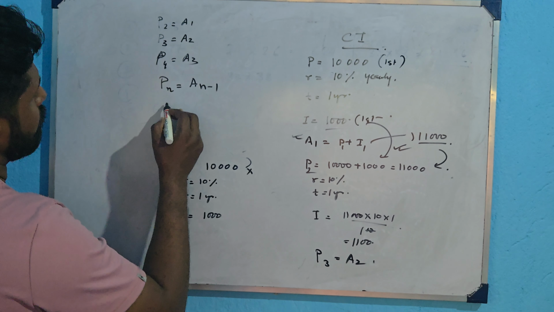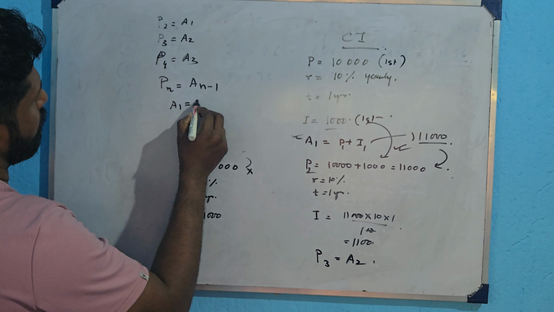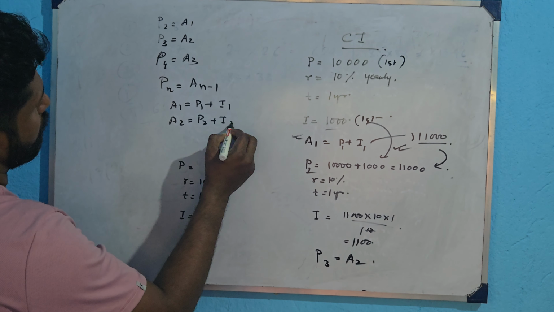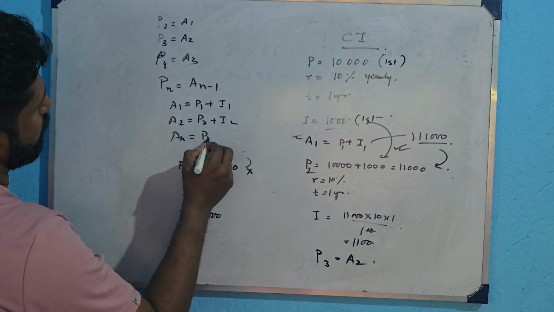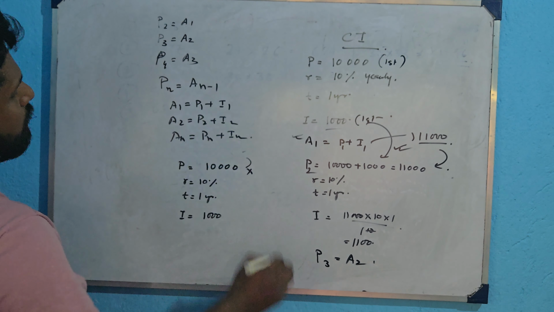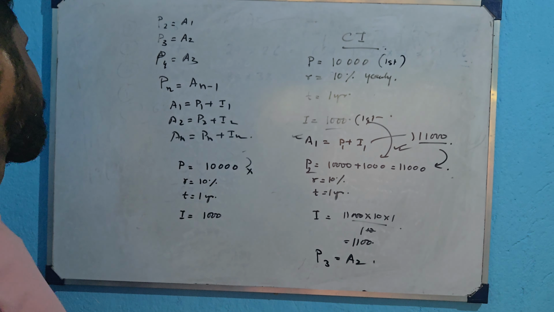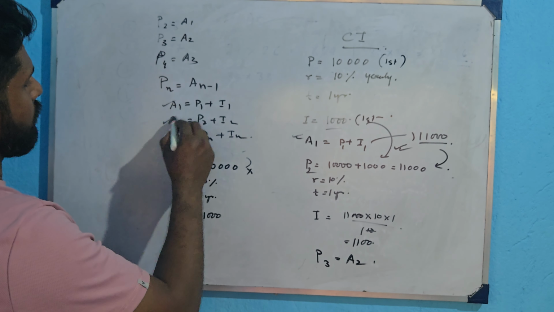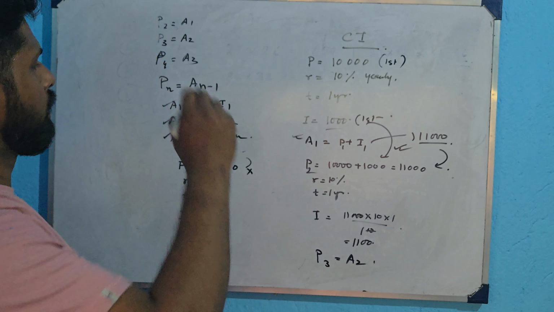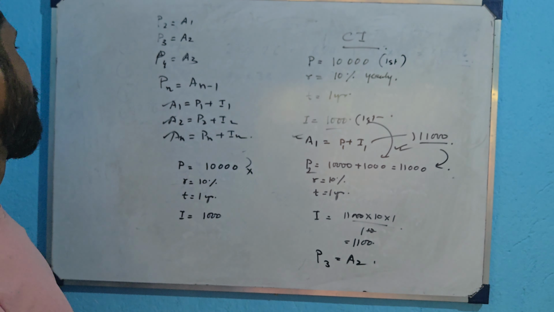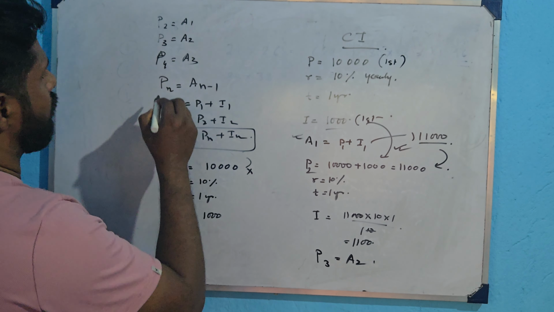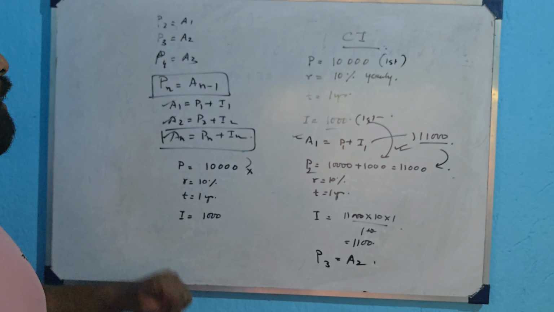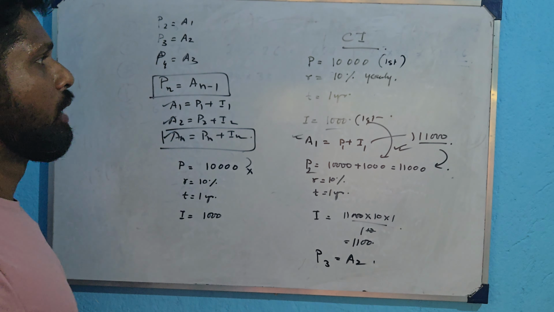And we can see A1 equals P1 plus I1, A2 equals P2 plus I2. Hence An equals Pn plus In. Right? Amount for the first year, amount after the second year, amount after the nth year. Okay? So we are getting these 2 points, with the basic conclusions of CI.